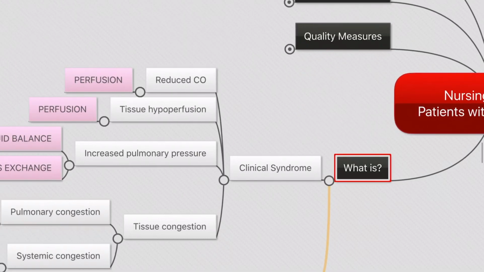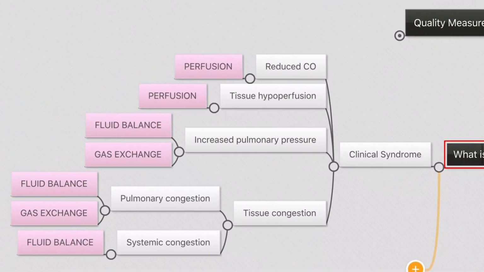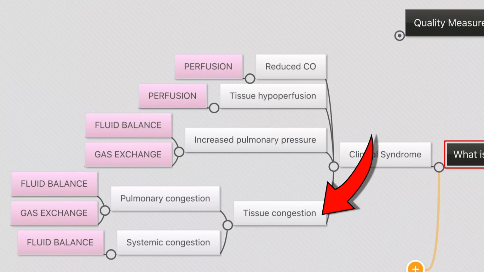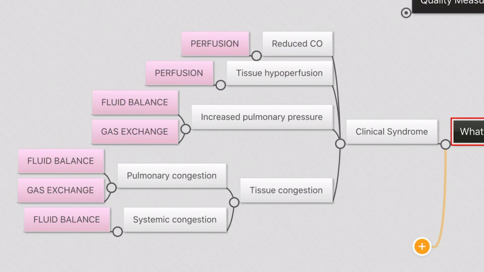Now, we're going to start with what is heart failure. Heart failure is actually a clinical syndrome that consists of reduction in cardiac output, tissue hypoperfusion, increased pulmonary pressure, and some sort of tissue congestion. Tissue congestion can be divided into pulmonary congestion and systemic congestion. And if you look at the bubbles that are pink in color, those are the concepts related to the subtopics.